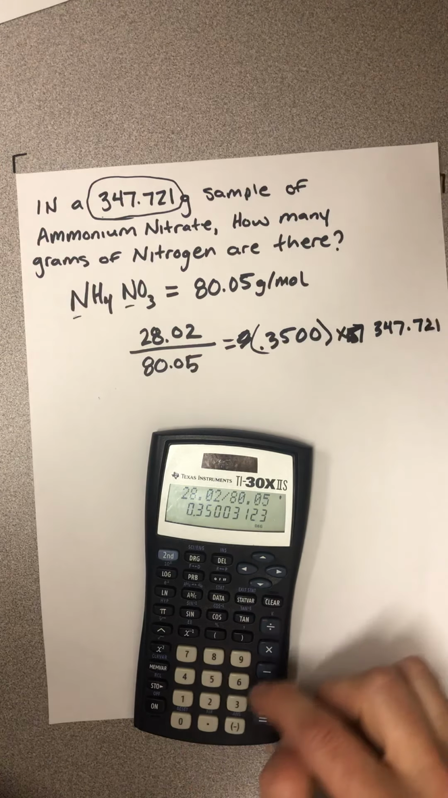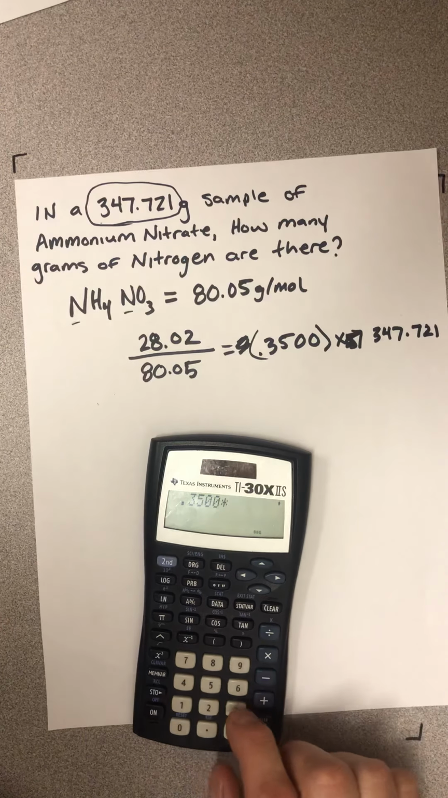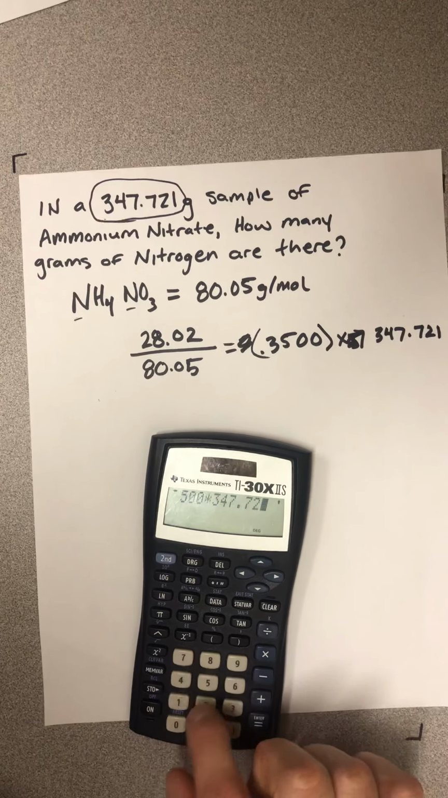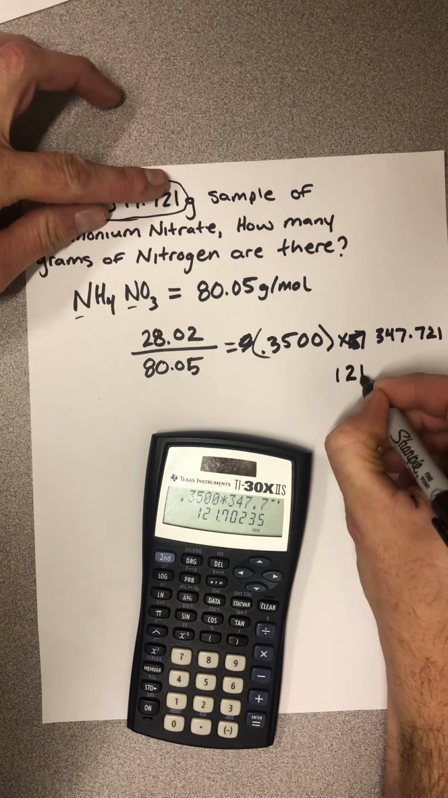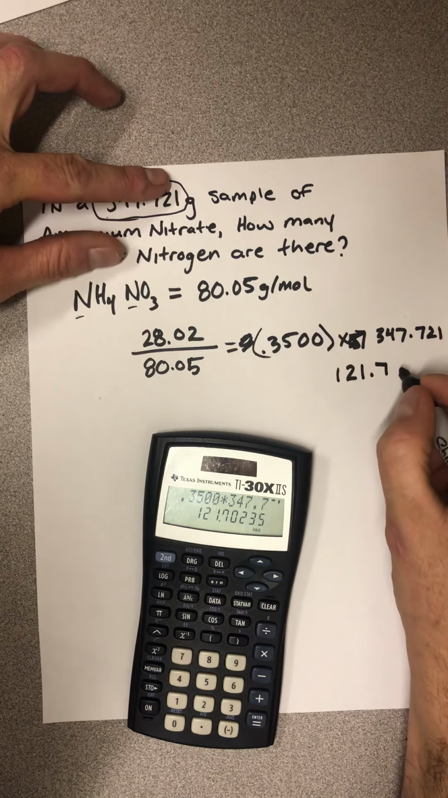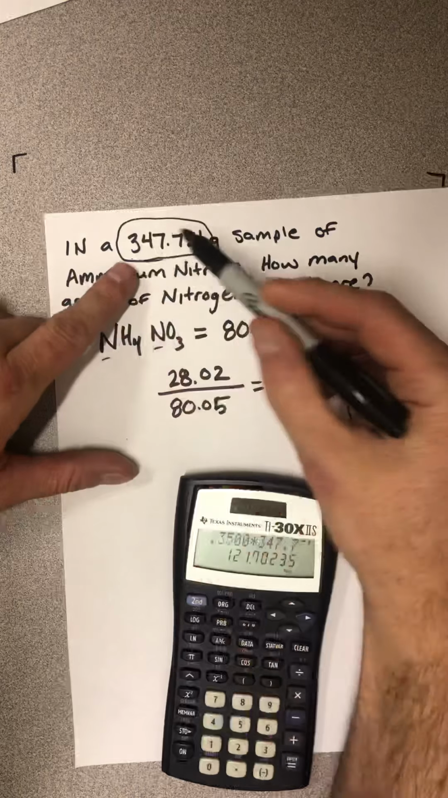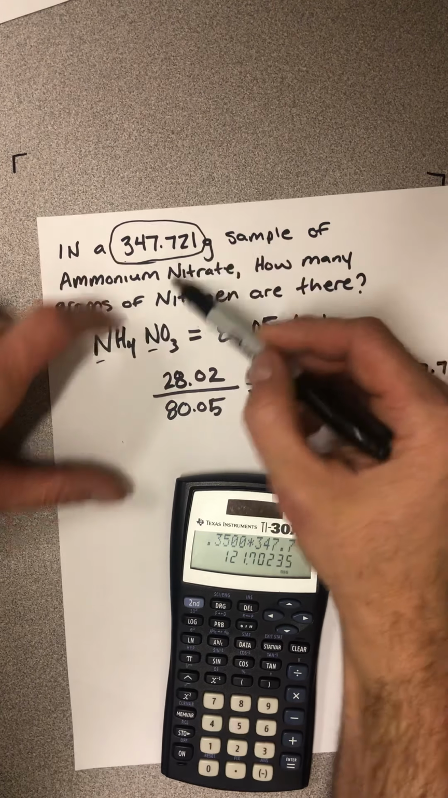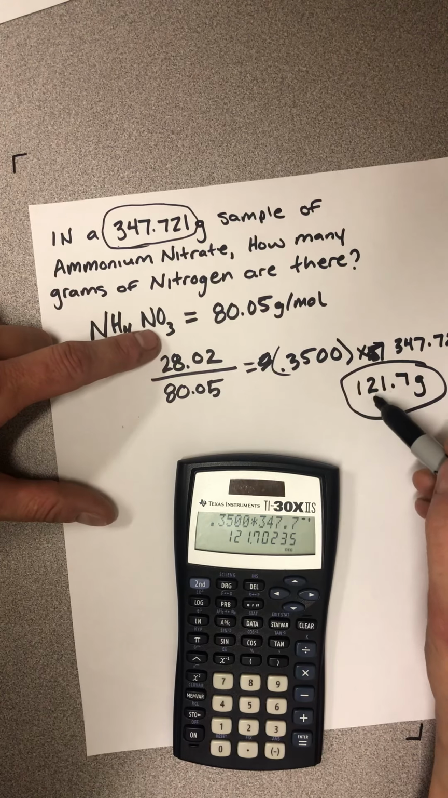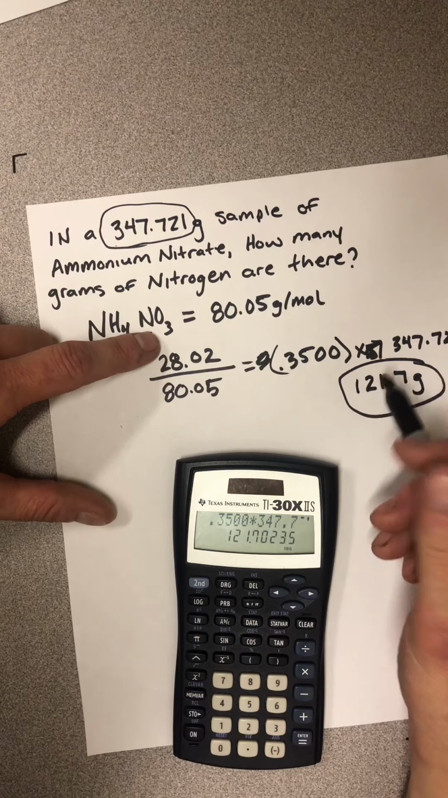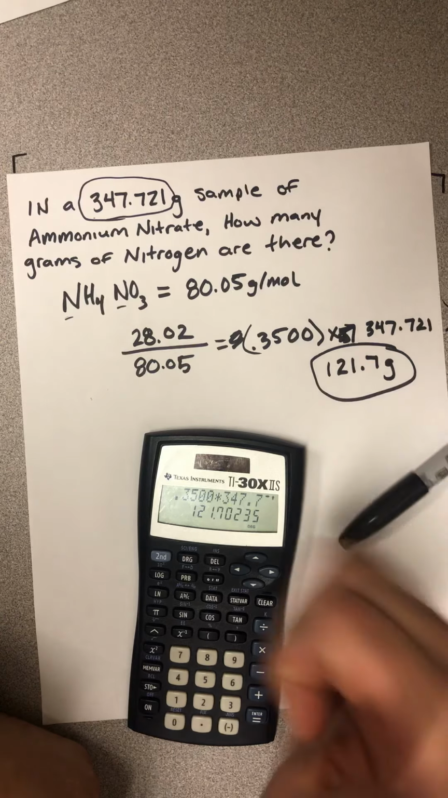So 0.3500 times 347.721 gives us 121.7 grams. Of that 347.721 grams of ammonium nitrate, we would be able to tease out a total of 121.7 grams of nitrogen. All right, and that's about as difficult as those problems get, and even that's not that hard. All right, good.